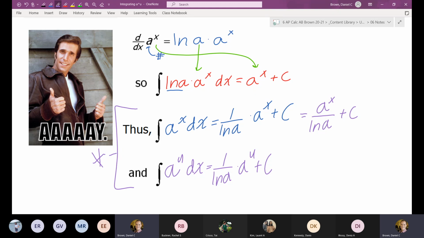Yes, ma'am. So wouldn't it be A to the U du instead of dx? Thank you. That rule should be, if I am in terms of u, let me do correct notation and put that in terms of du. Thank you.